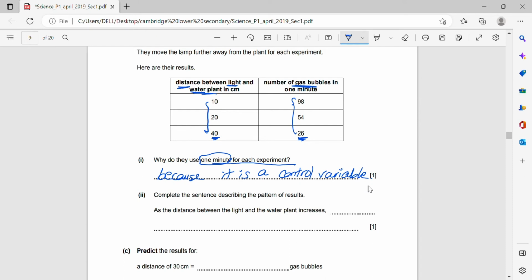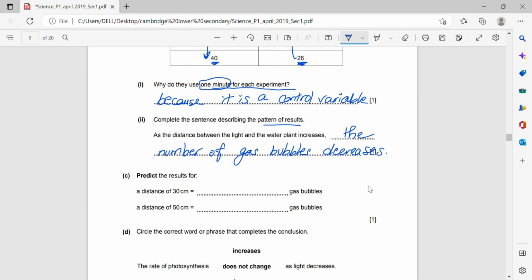Complete the sentence describing the pattern of results. As the distance between the light and the water increases, as we said here, what happens? The number of gas bubbles decreases. يبقى هي دي relationship ما بين ال distance between the light and the water plant and the number of gas bubbles. طيب predict the results for لو في distance 30 ولو في distance 50.